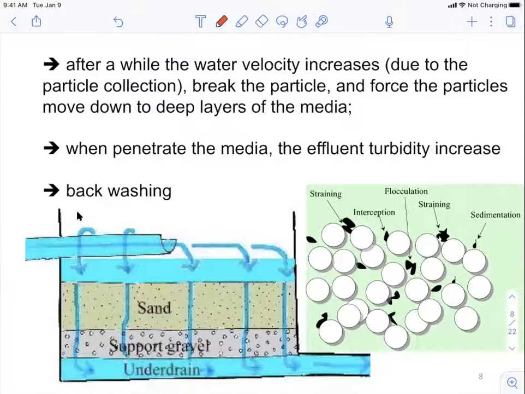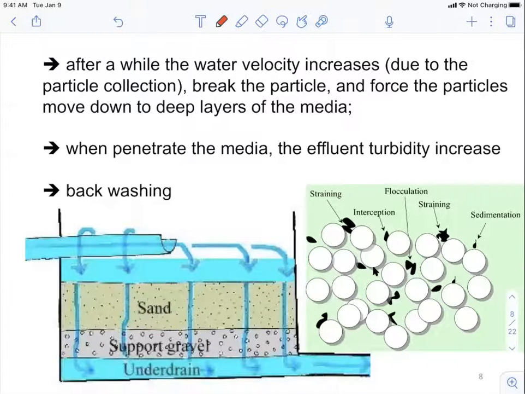So before that happens, people would use backwashing. We can inject water back into the sand filter, and that's going to flush the contaminants away. Then we can have a collector that collects this flushed water, and then remove these collected particles.